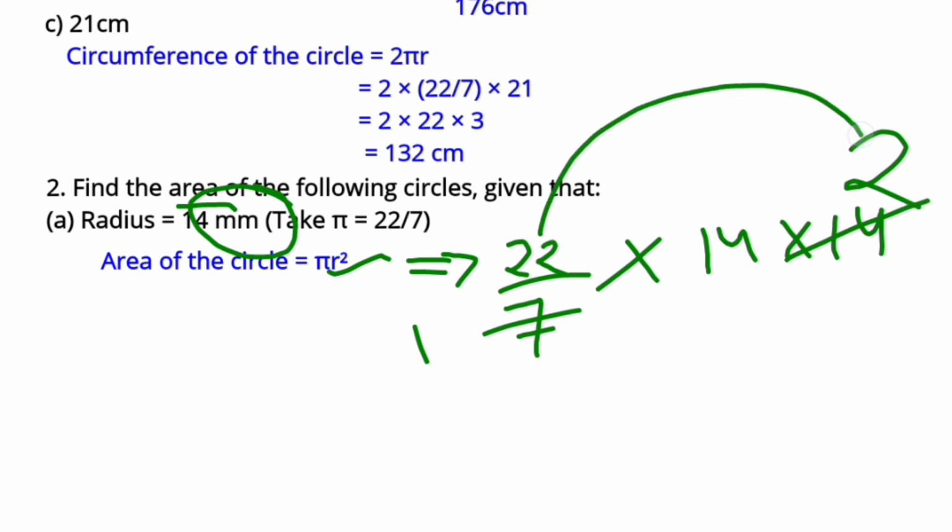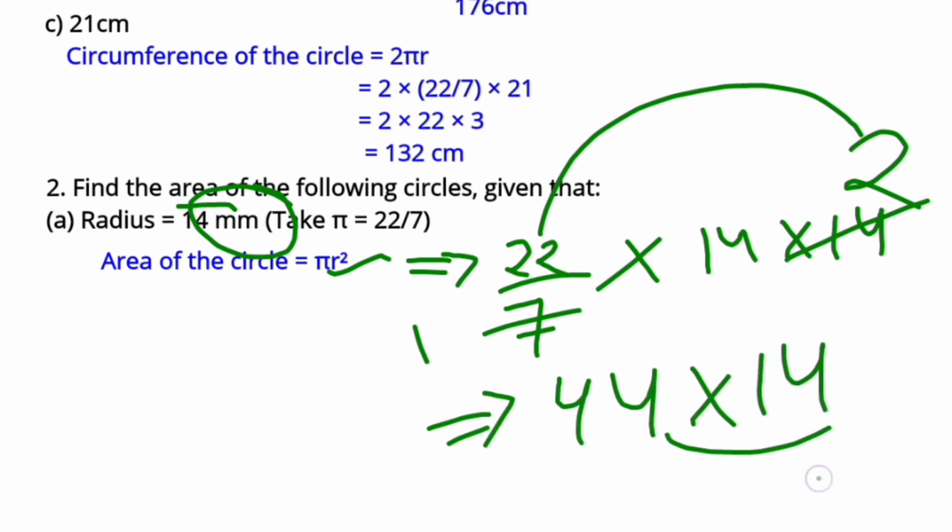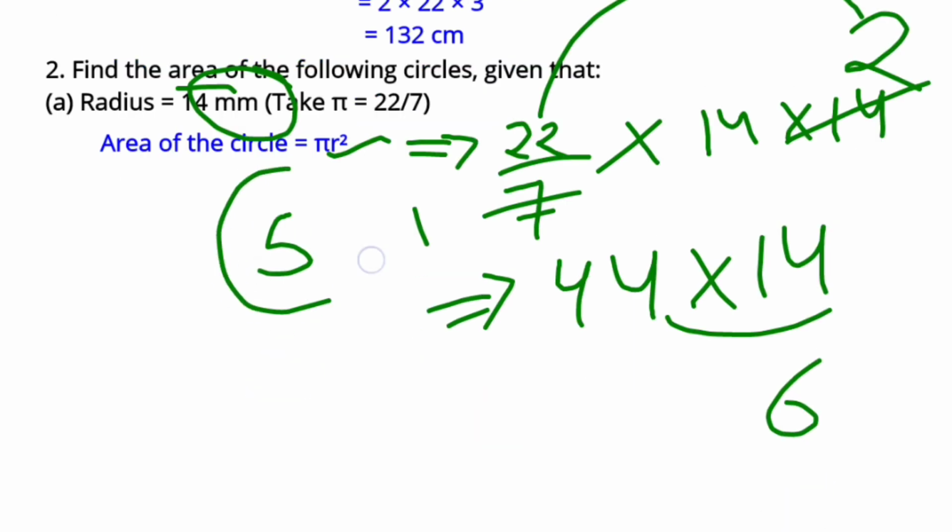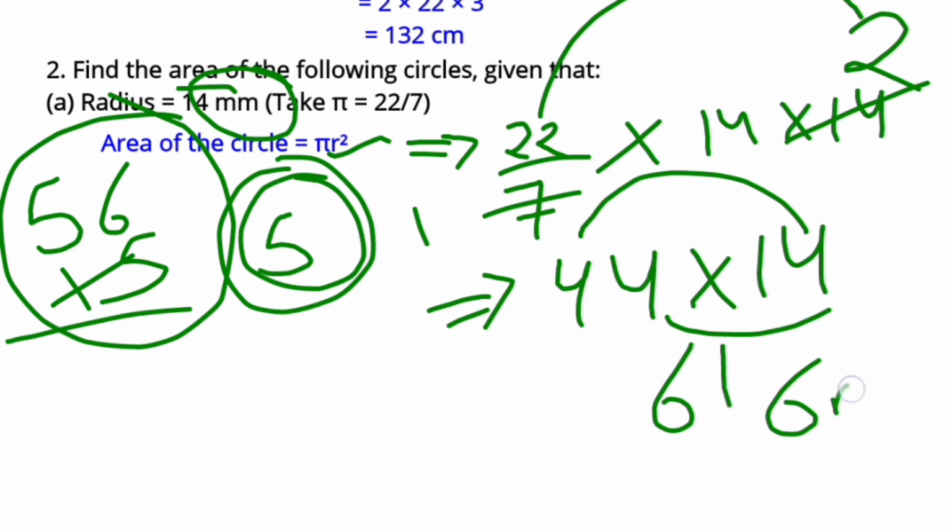Now 22 into 2. What is 22 2s? 44 into 14. 14 4s are 56. 5 carry. 14 4s are again 56 plus 5, 61. So 616 millimeter square is the area of this given circle.